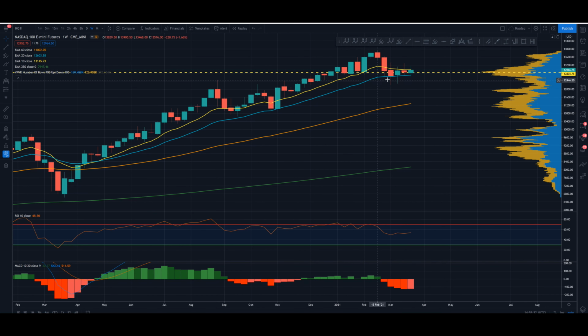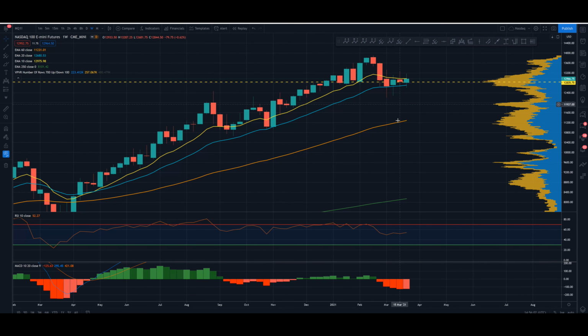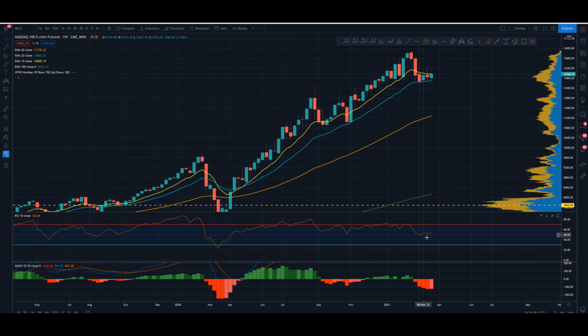That 20 exponential moving average, even though it's been wicked through 3 times in the last 4 weeks, has held for the moment as support and provided pretty strong support in the meantime, way off the 60, way off the 250, and moved back into neutral territory on the RSI here.